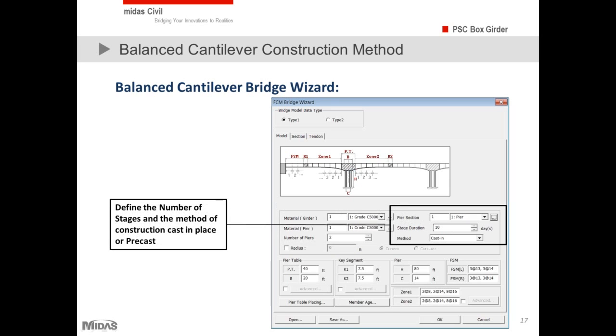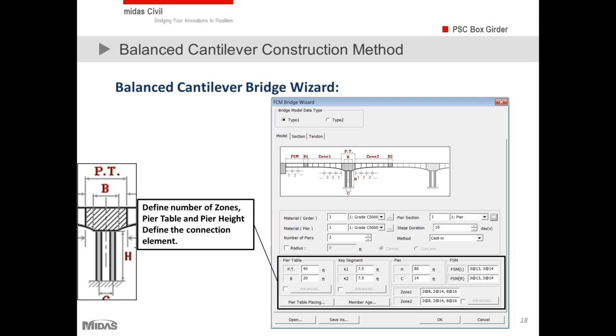Then you need to define the pier section and what is the method of construction, whether it is cast in or precast. There will be a difference between cast in and precast, because if it is cast in, then the wet concrete load will be taken by the immediate element, which is right in front of it. And if it is precast, then it will be just brought to the site, and it will be connected to the bridge, and post tensioning will be done. So that's why we have provided this method of cast in or precast.